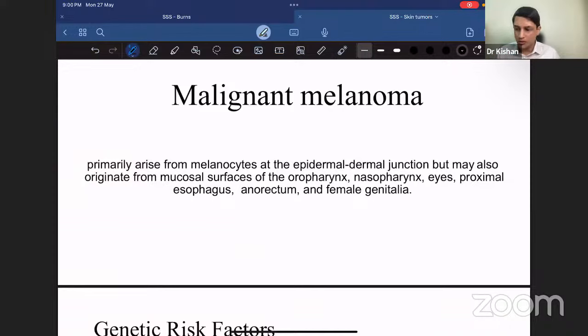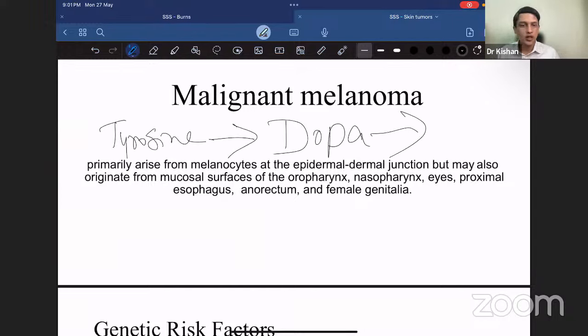What is tyrosine to dopa to melanin. Very good. Excellent. So melanocytes are present at the epidermal-dermal junction, the epidermo-dermal junction.